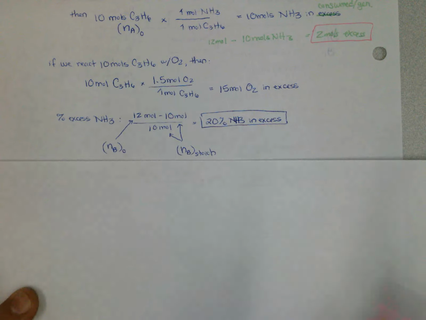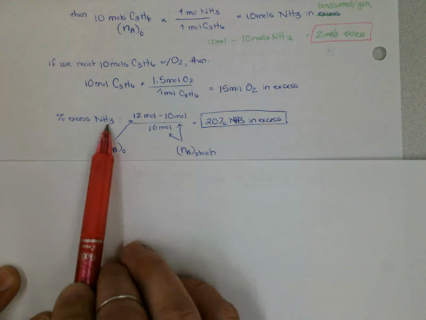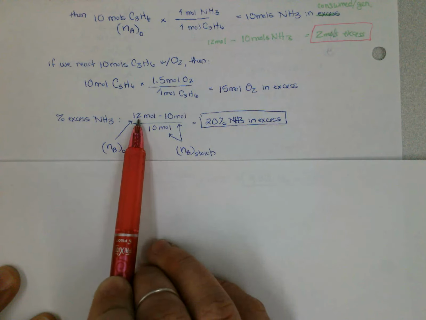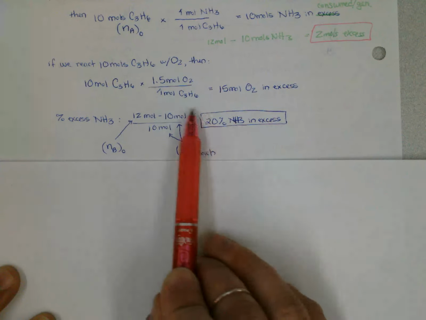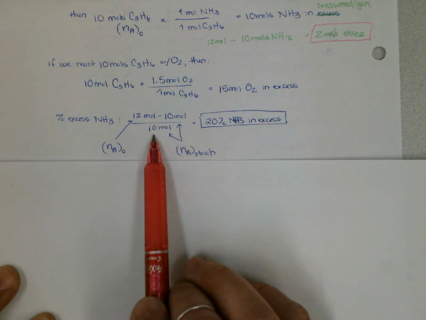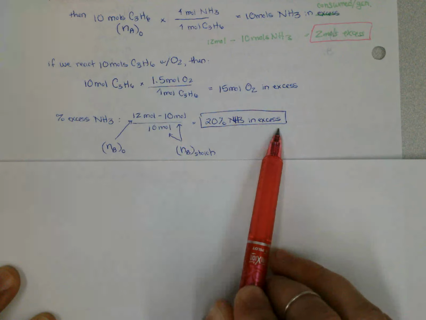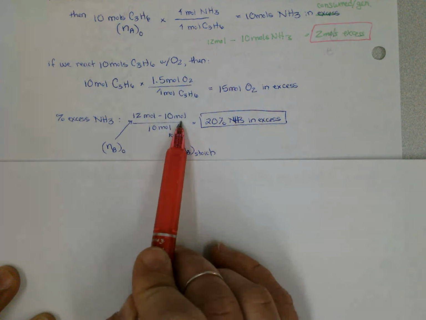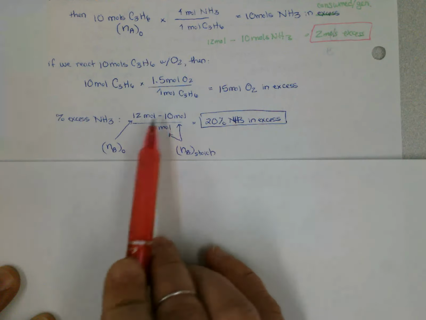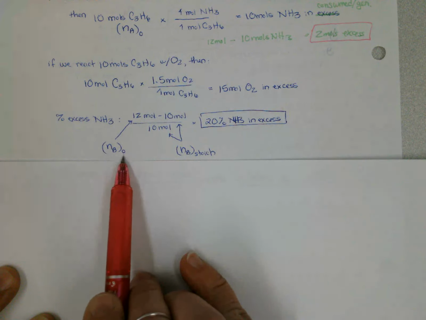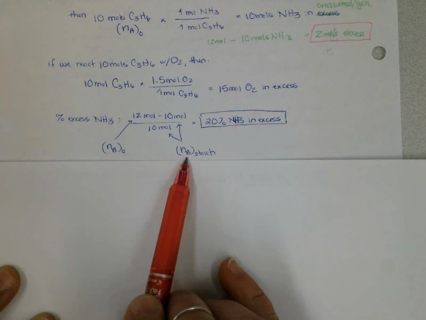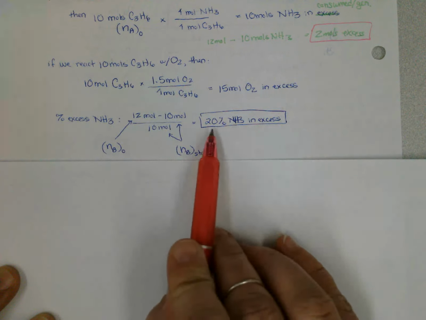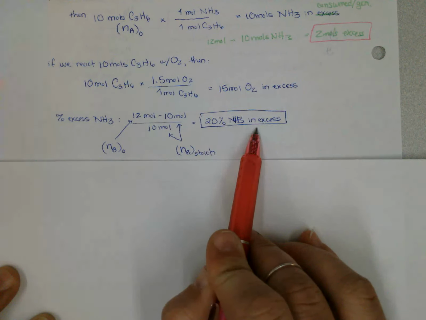Now we need percent excess. Remember, percent excess takes the actual amount minus the stoichiometric amount to find what's in excess. We know that we start with 12 and that the stoichiometric amount is 10. So we have 12 minus 10, divided by 10. This is NB naught and this is NB stoic. These are from that equation that you have in your notes. That means we're 20% in excess of NH3.